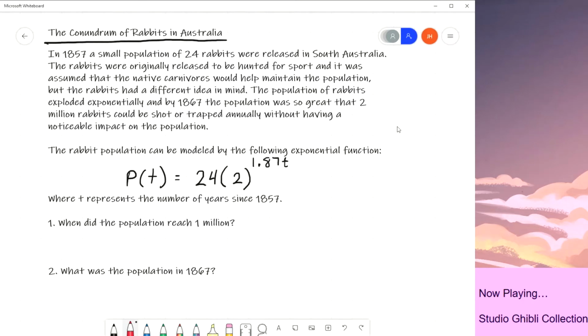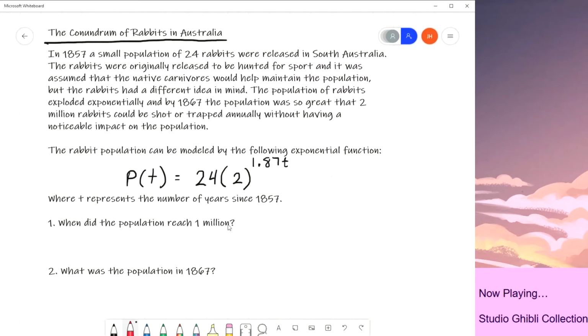All right, so let's look at the actual math. So the rabbit population can be modeled by the following exponential function. P of t equals 24 times 2 to the power of 1.87 t, where t represents the number of years since 1857. So what does this look like? P of t is measuring the population of the rabbits. T is representing years. It's measuring years since 1857. So our first question asks, when did the population reach 1 million?